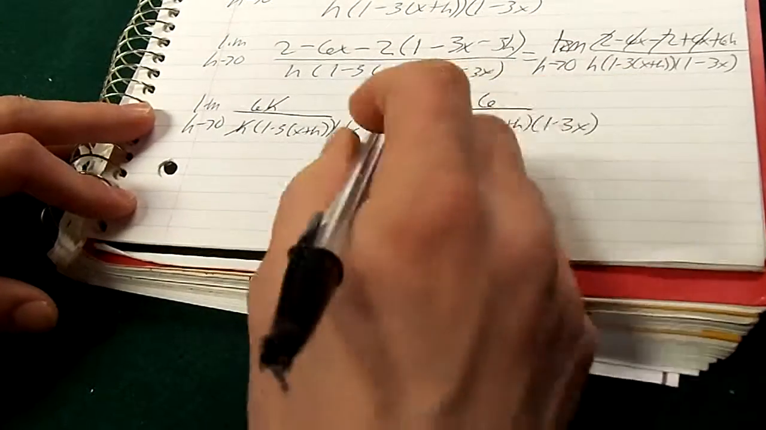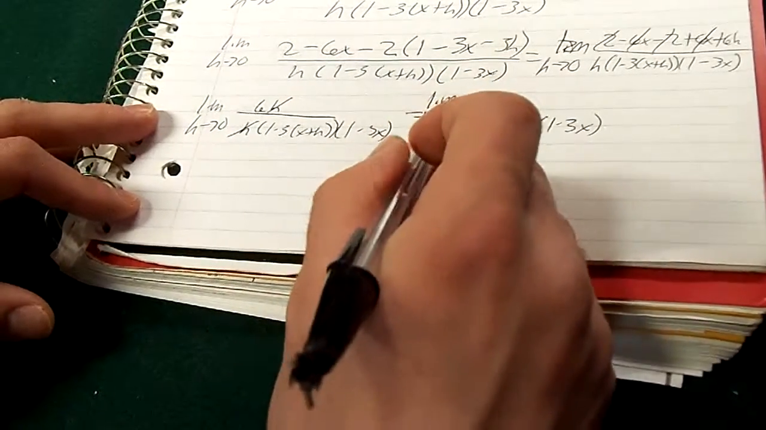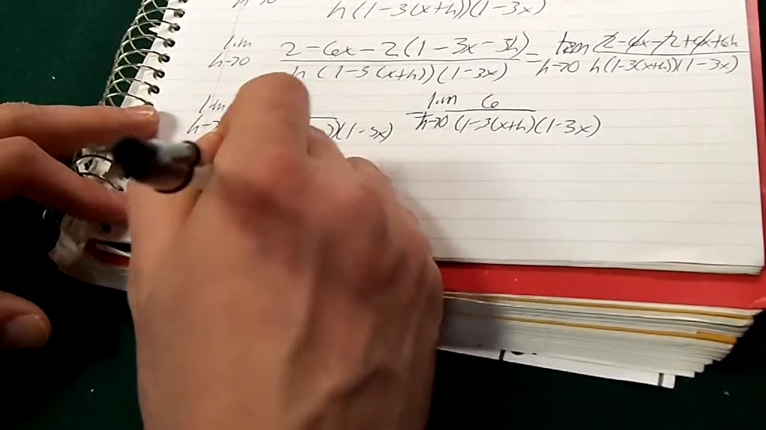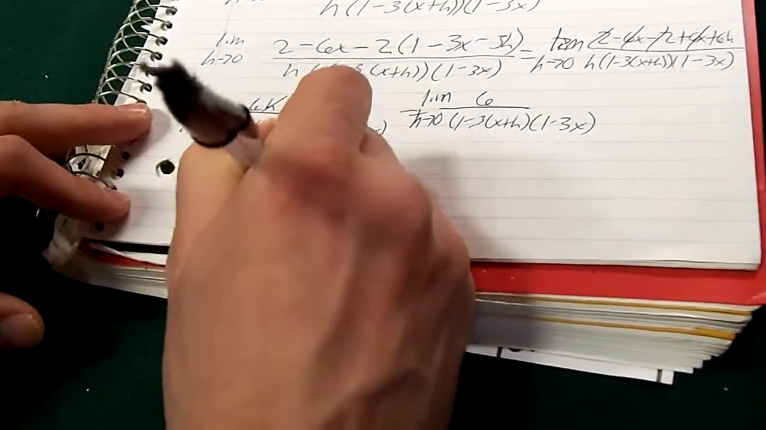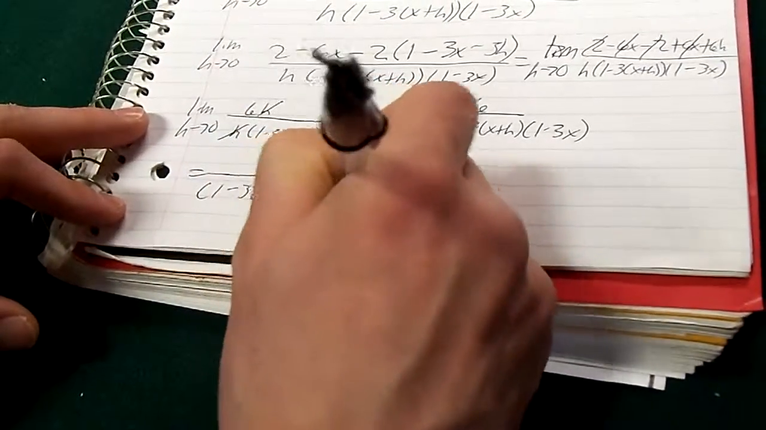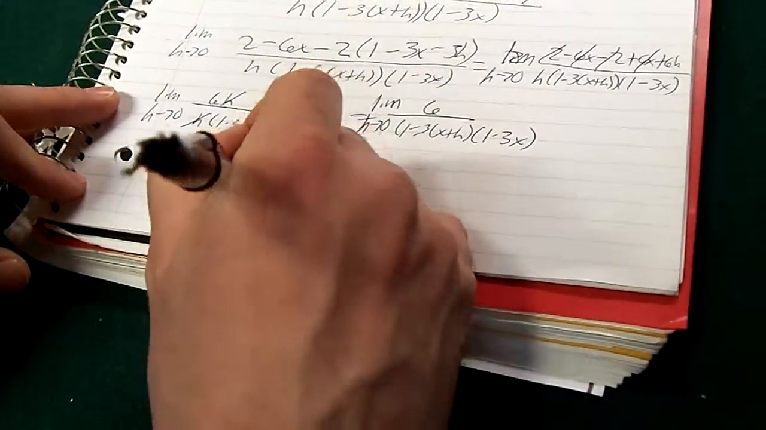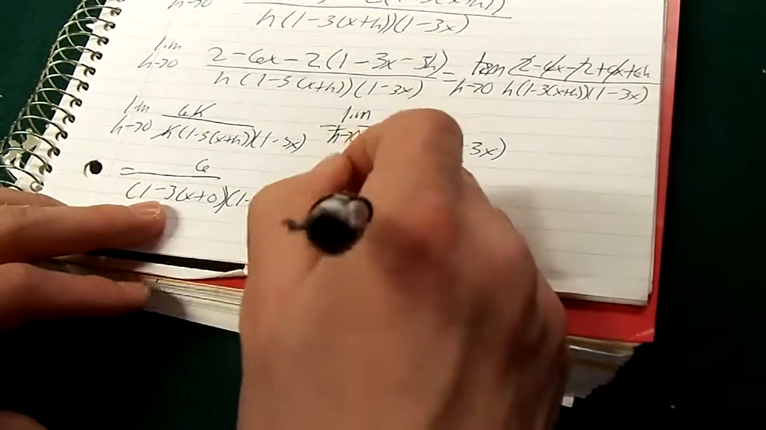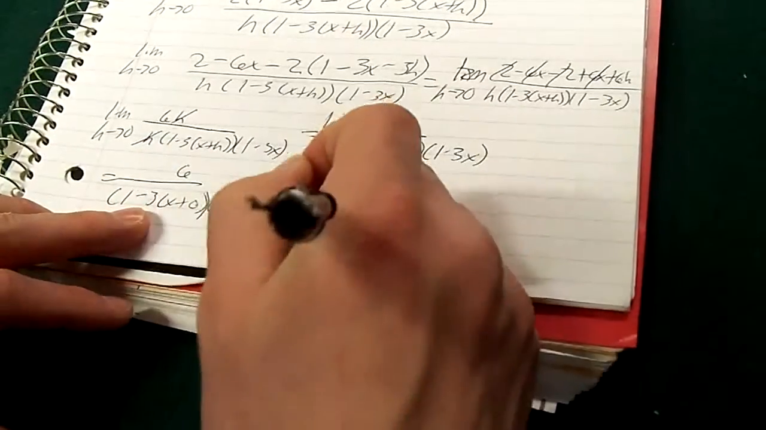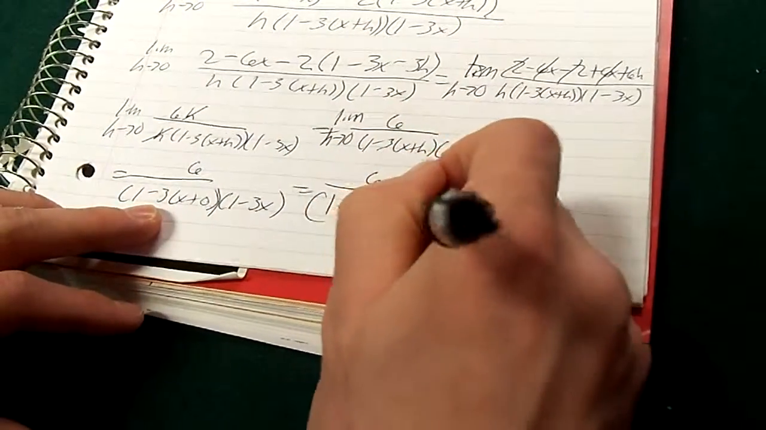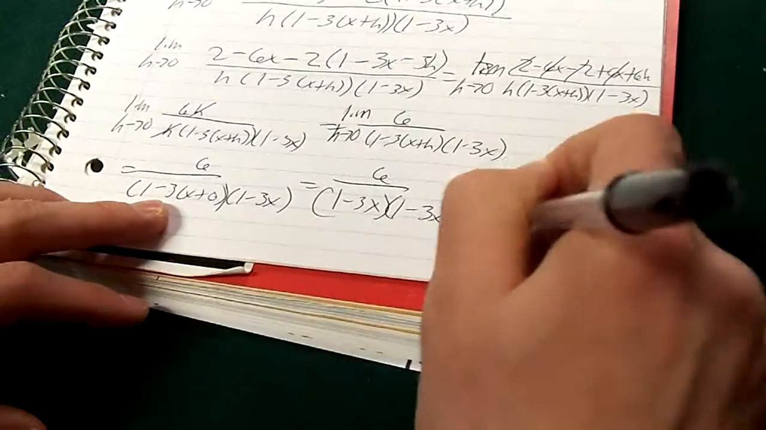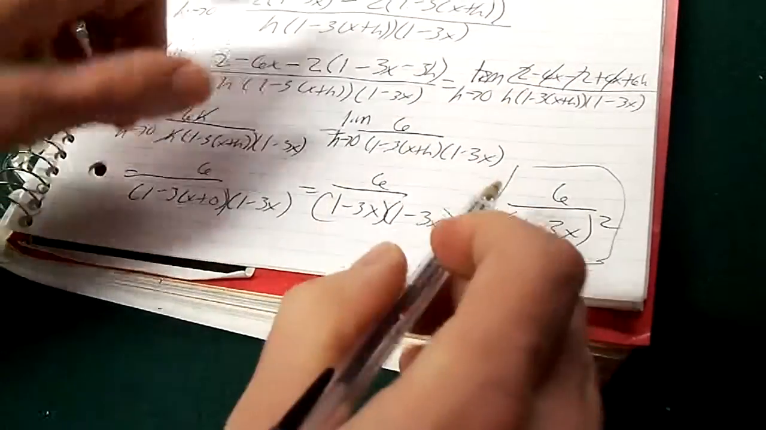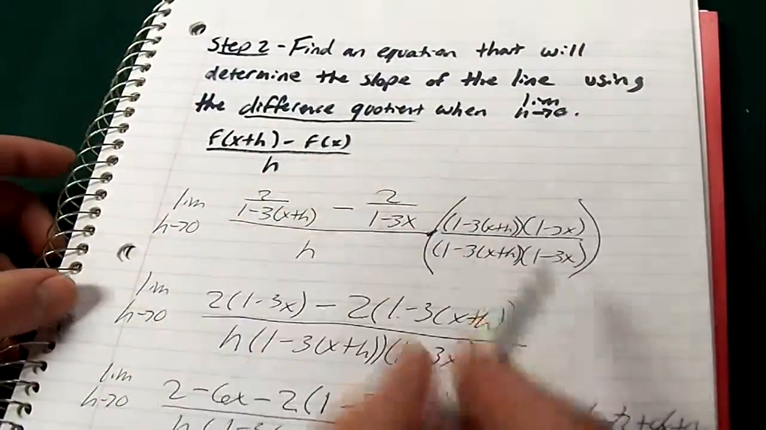And now we don't have to write our limit anymore, because now we're going to plug in 0 for h, and this will leave us with 6 over 1 minus 3 x plus 0 times 1 minus 3x. 3 times 0 is 0, so we're going to leave that out. This equals 6 over 1 minus 3x times 1 minus 3x, which equals 6 over 1 minus 3x squared. And this is the equation we were trying to find with the difference quotient.